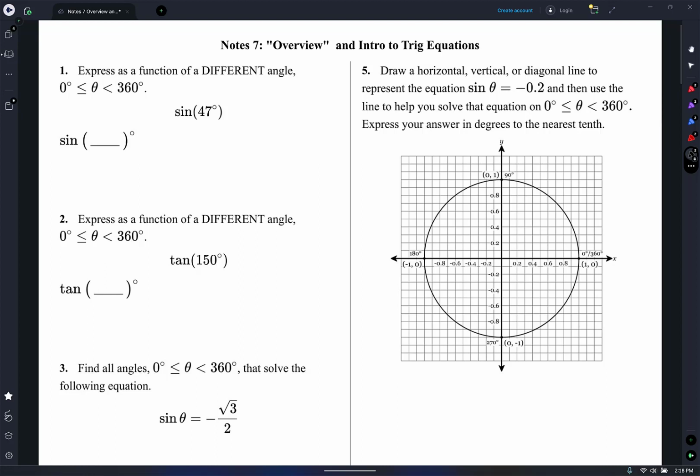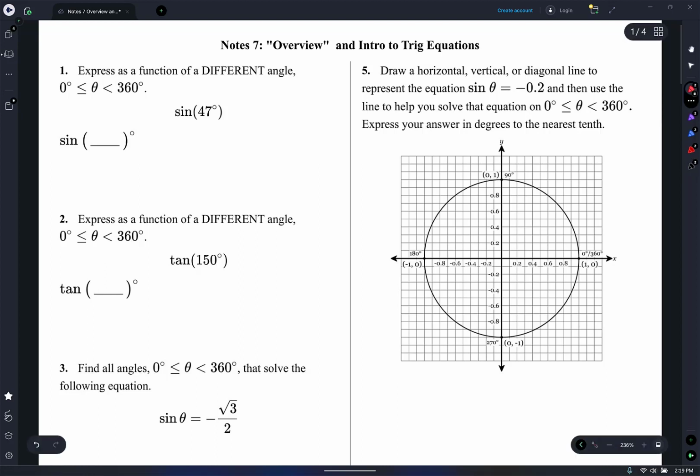Question number 1. Express as a function of a different angle. So how do you tackle this question? It says sine 47 degrees. All right, focus, guys. The way we tackle this is that 47 degrees is in quadrant 1. Sine is a y value, and in quadrant 1, sine is positive. Well, everything's positive in quadrant 1. Where else is the y value positive? In quadrant 2. So this 47 degrees, you can say that's a reference angle.